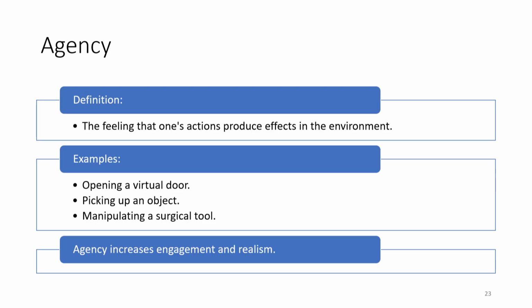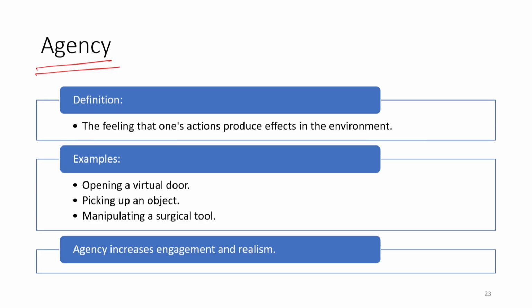The next key concept that I want to discuss is agency. It is a feeling that one's actions produce some effects in the environment. It is not sufficient to have your body represented in the virtual world, but you should be able to do things in that virtual world. If you are able to do things in the virtual world, then you will feel that you have an agency in that world. It is a feeling that your actions produce some effects in the environment you are in.